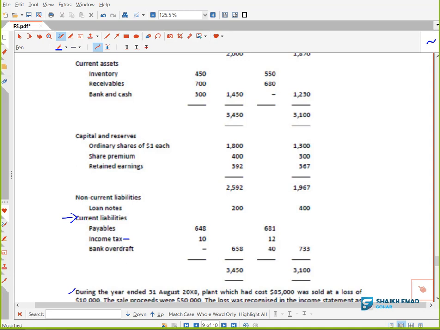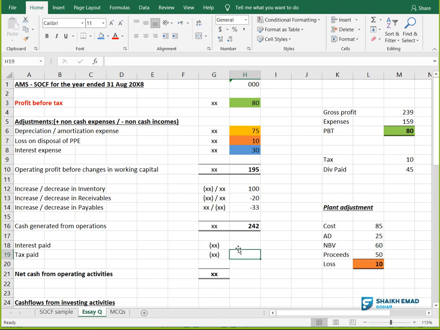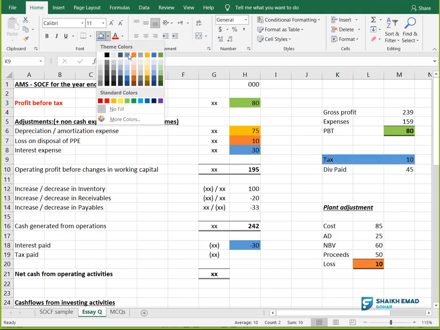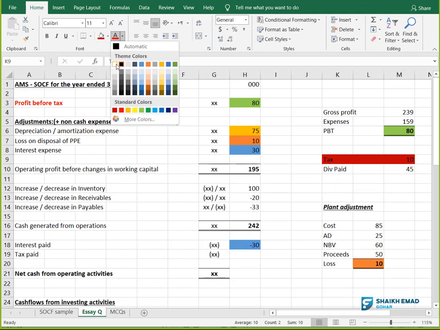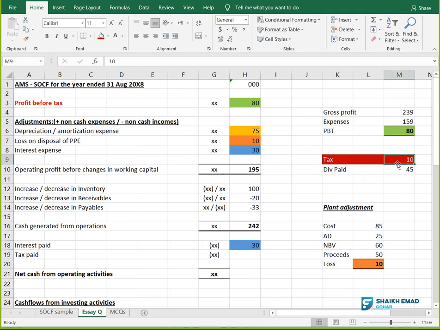So my friends, how much was my interest expense? It was 30, right? You can write minus 30 because it is the full amount we already paid. I hope you are getting the story. Tax paid, we need to do some adjustment. Remember they told you there is some tax amounting to 10. This was my tax expense which I am recording in the income statement.